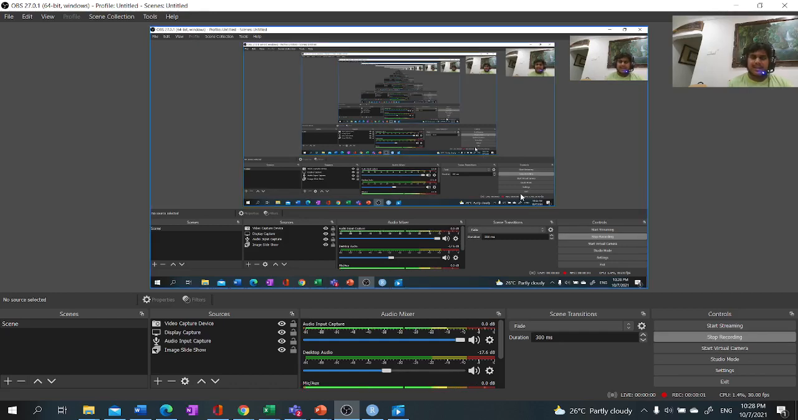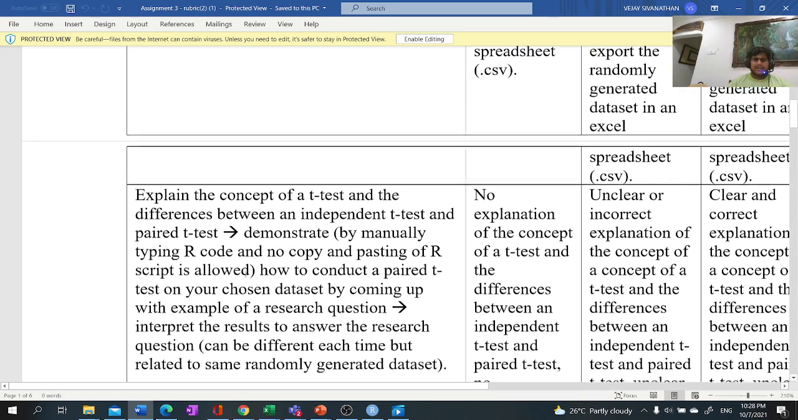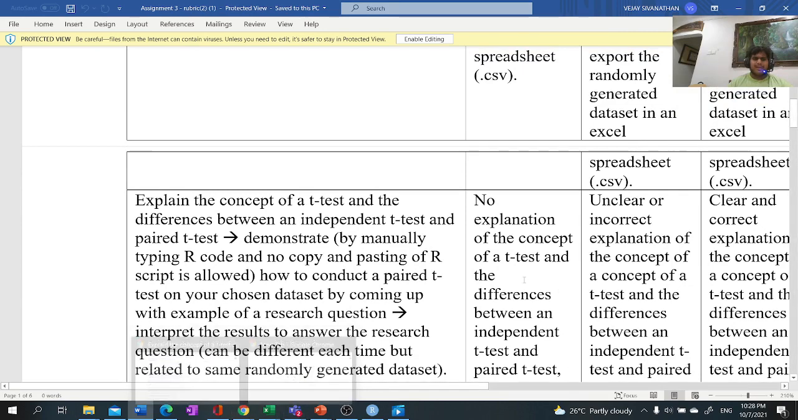Mr. Trevor, this is the third part of my assignment. In this third part, I'll explain the concepts of a t-test and the differences between an independent t-test as well as a paired t-test. After that, I'll demonstrate to you how to conduct a paired t-test on my chosen dataset, followed by my own research question. So now I'll show you.